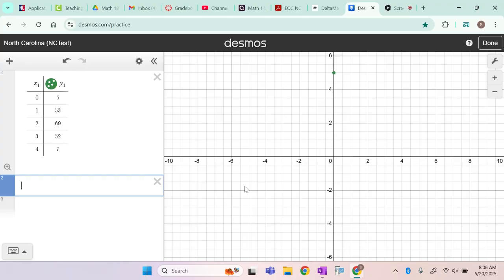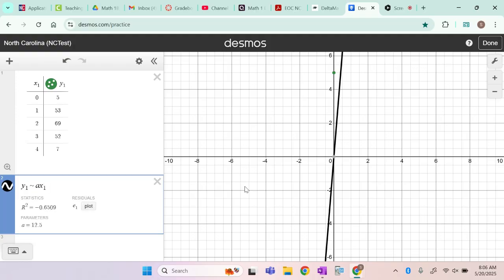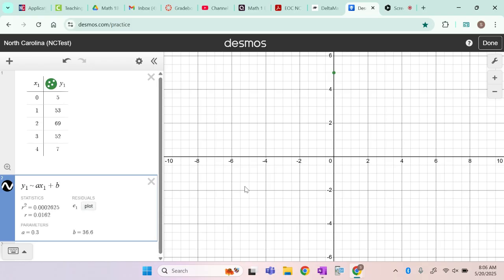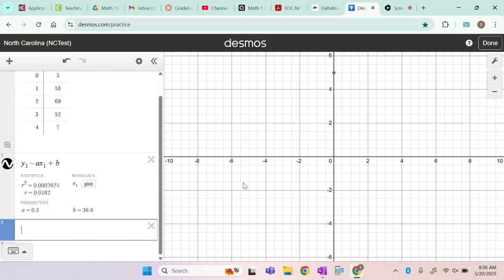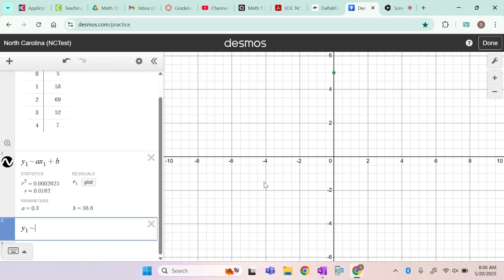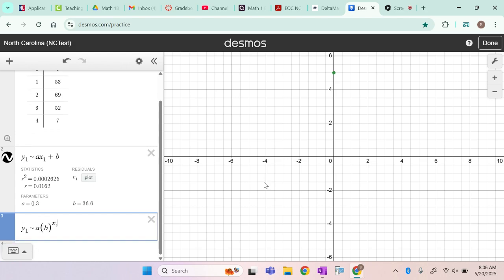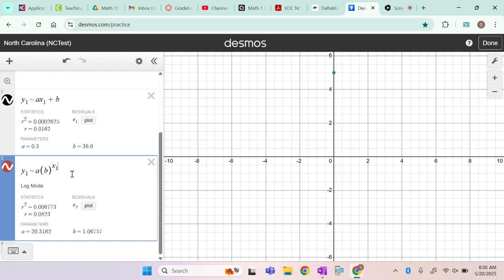So in other words, I'm going to do linear first. So y1 squiggle ax1 plus b. And remember, to get the subscript of 1, just type a 1 after the variable and it'll automatically do it. All right, so that's your linear. Exponential, I'm just going to do right below it. So y1 squiggle a times b all raised to the x1. And make sure that log mode's already engaged. Good.